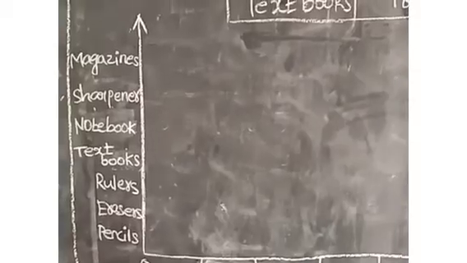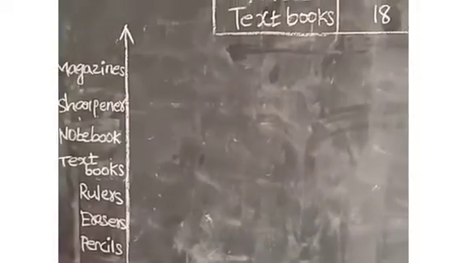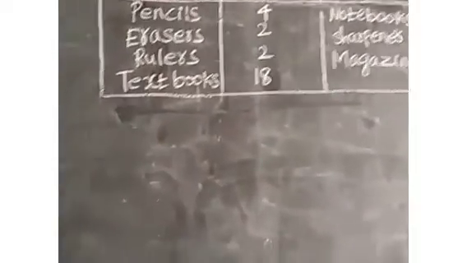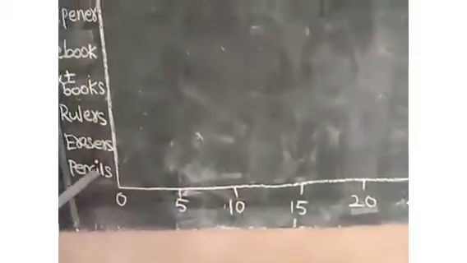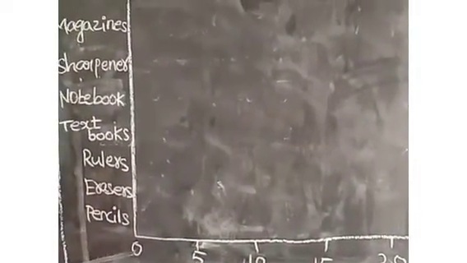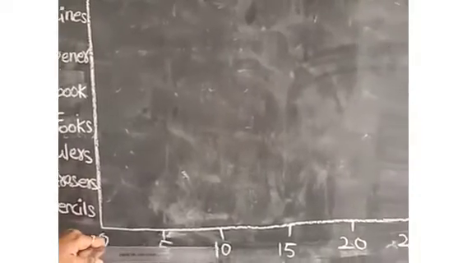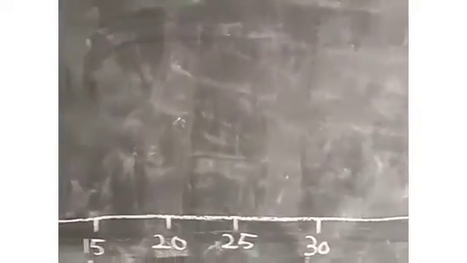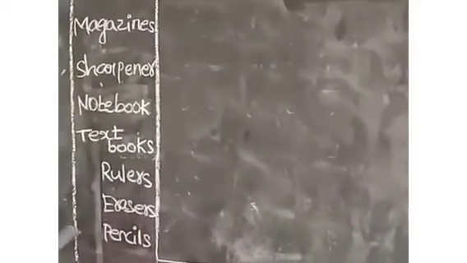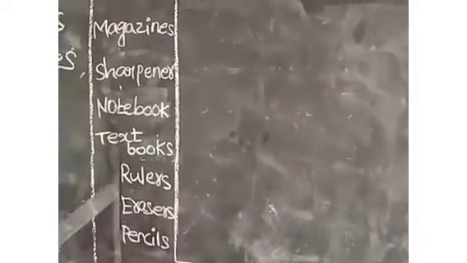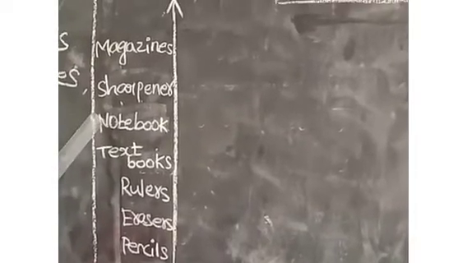Now we are going to draw a bar graph for the following data. First draw the x-axis and then the y-axis. In the x-axis, the intervals are at 0, 5, 10, 15, 20, 25 and 30. In the y-axis, I have written the stationery items: pencils, erasers, rulers, textbooks, notebooks, sharpener and magazine.